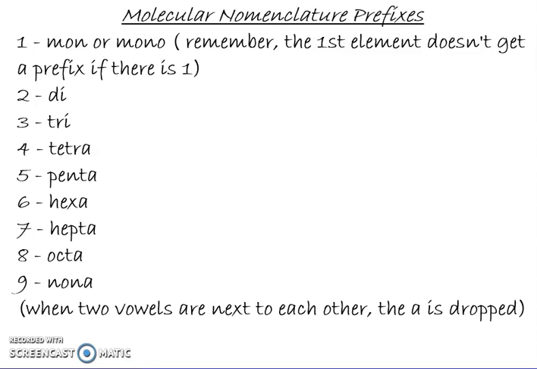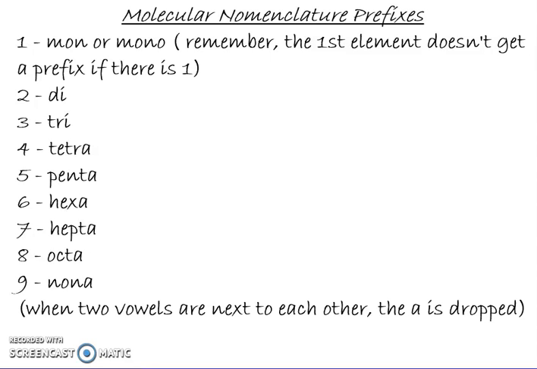So here are the prefixes you will use in molecular nomenclature. For 1, there's only one of an atom, it's mon or mono. Remember, for the first element, if there's only one of them, you're not going to use that prefix. But on the second element, if there's one of them, you would use a prefix. Then 2, di, tri, tetra, penta, hexa, all those.